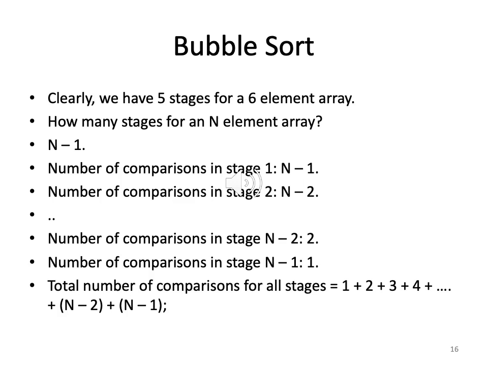So for stage 1, n minus 1 comparisons, for stage 2, n minus 2 comparisons, and going all the way to 3, 2, 1. So now what is the total number of comparisons of all stages? 1 plus 2 plus 3 plus 4, going all the way to n minus 2 and then n minus 1. Okay. So this is the total number of comparisons for all stages, right?